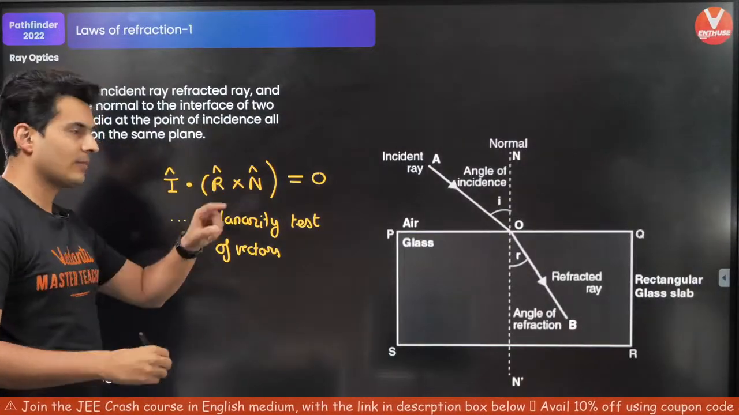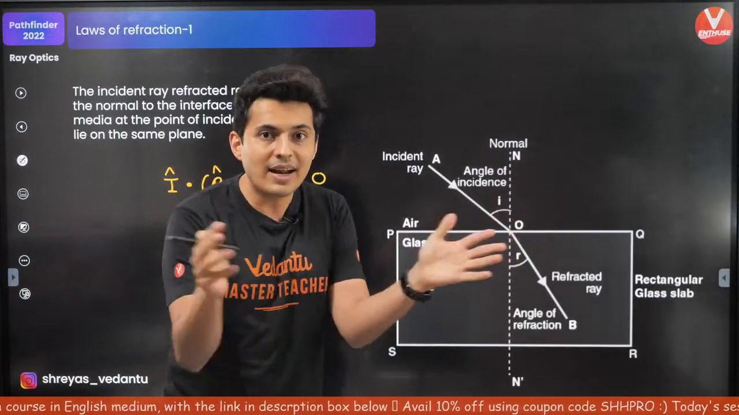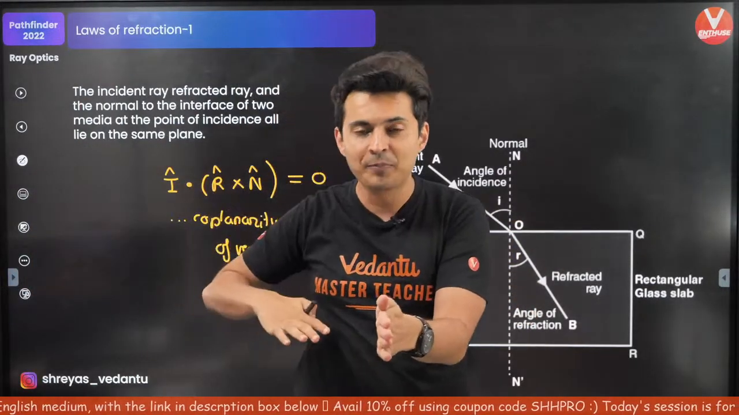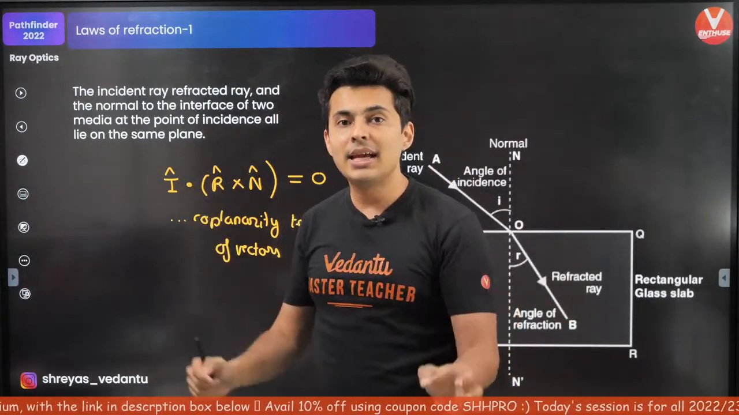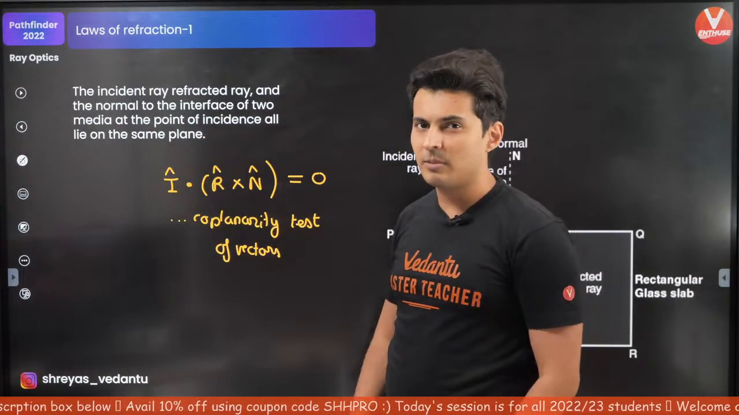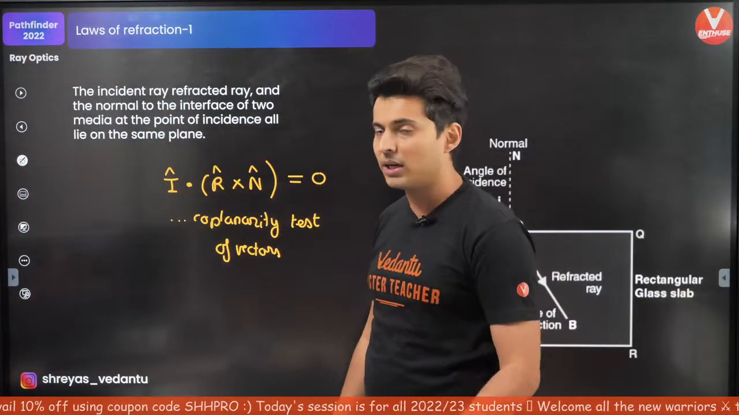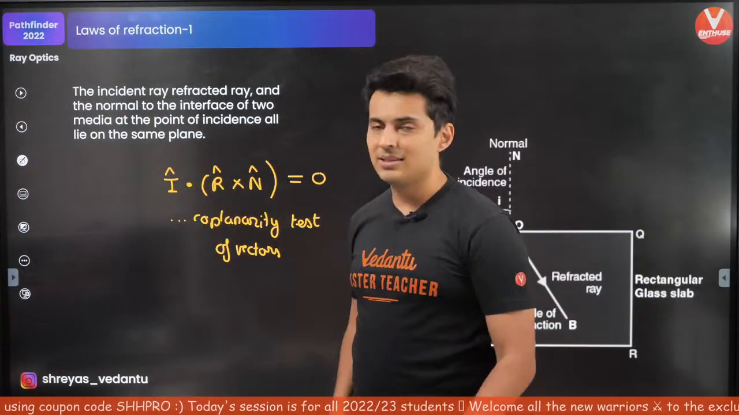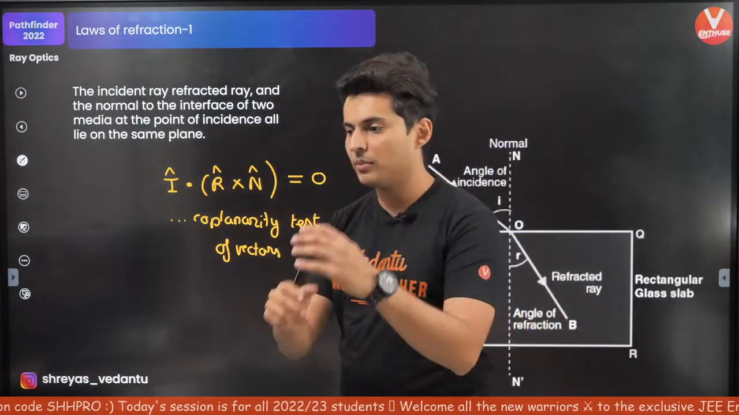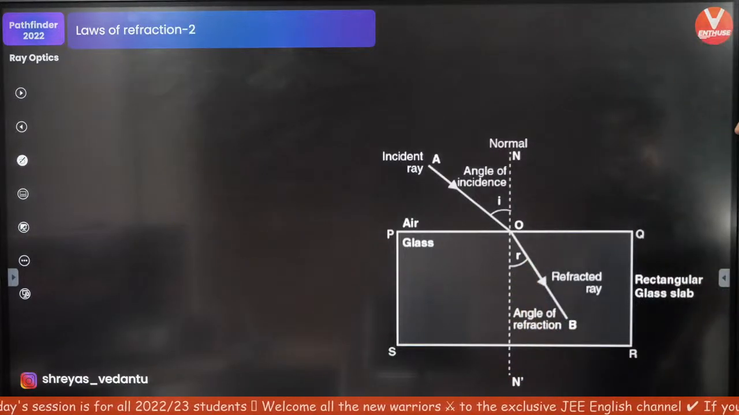Dot and cross. If three vectors are in the same plane, then their scalar triple product is 0. This is called the scalar triple product because there are three vectors you are multiplying, so triple product, and the dot with the cross is called the scalar triple product. So the scalar triple product is always 0.